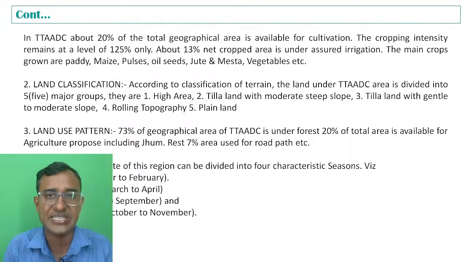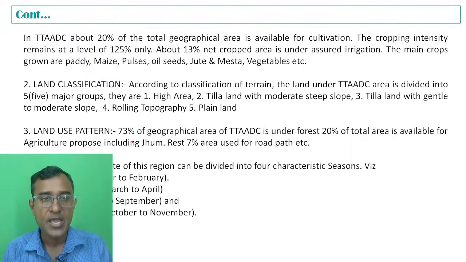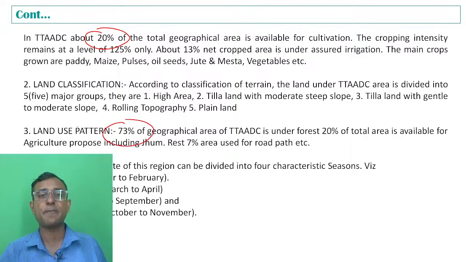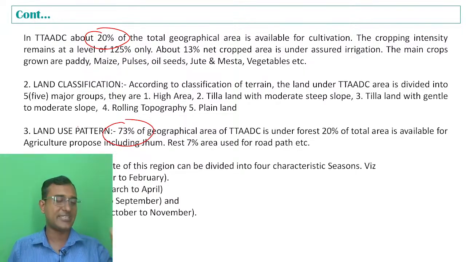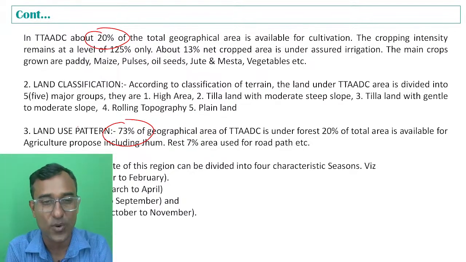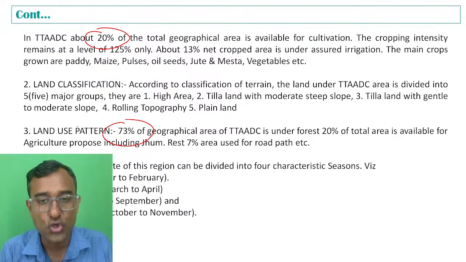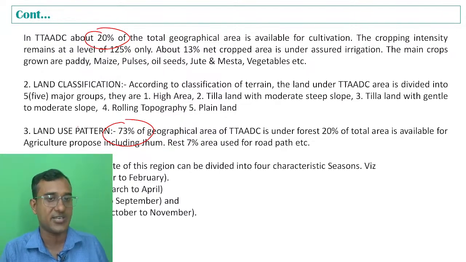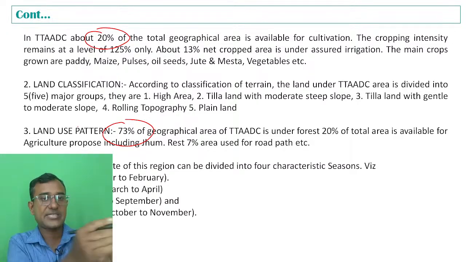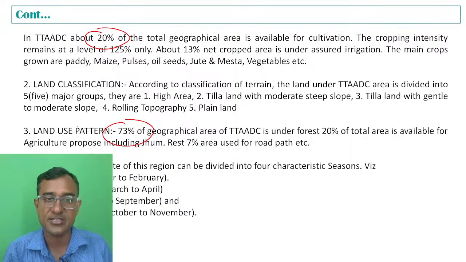20% of the land of TTAADC is cultivable. So yes, it is true, because if you see this part, it's 20%. Then if you see this part, 73% of the geographical area of TTAADC is what? Forest. So 73 plus 20 is 93. What about the remaining 7%? That is part of road network and all. I'm sure it has increased now, the road network, so maybe that 20% has decreased, but some forest area has maybe become agricultural area.